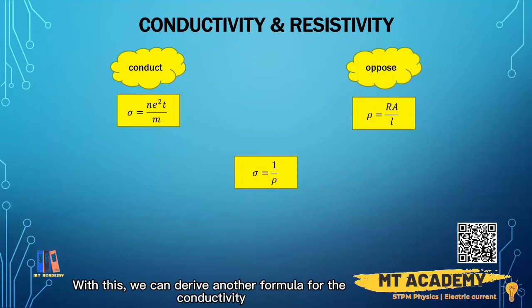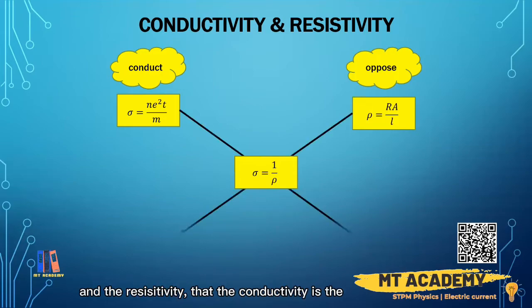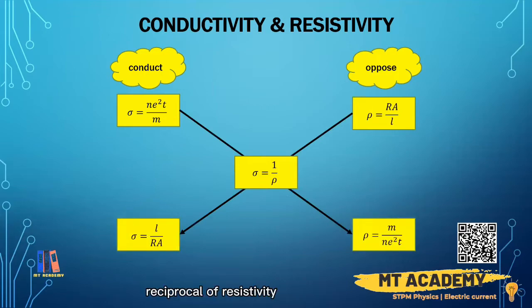With this, we can derive another formula for the conductivity and the resistivity, that the conductivity is the reciprocal of the resistivity, equal to the length divided by RA, whereas the resistivity is the reciprocal of the conductivity, and we can express the resistivity as m over ne squared τ.